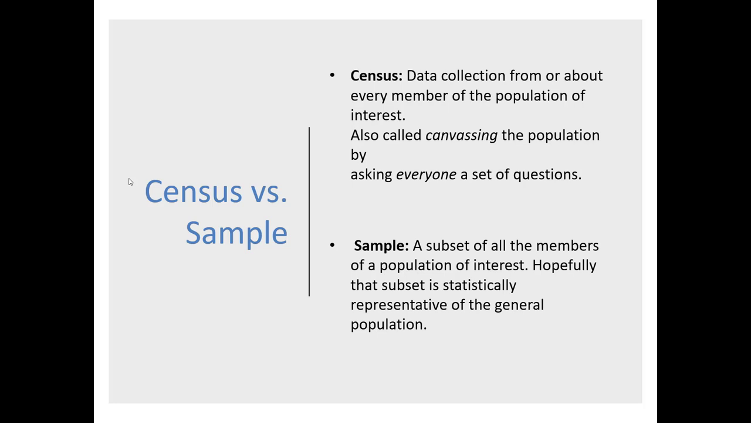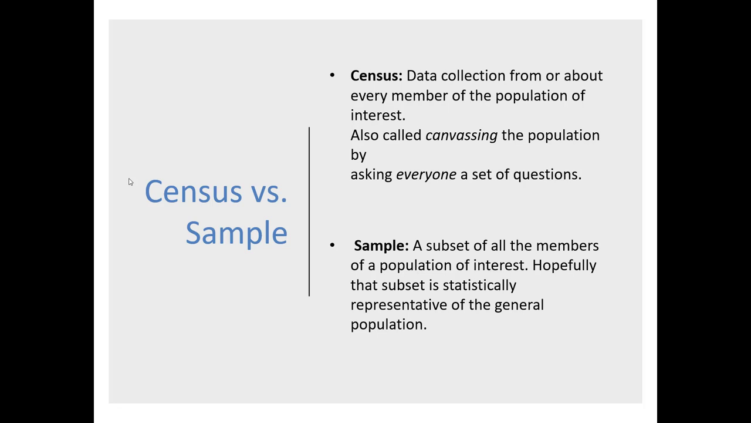To understand the concept of sampling and sample, we also need to compare two concepts: census versus sample. What is a census? Basically, we collect information from every member of the population of interest. For example, now we are in 2020, we're doing the census. The US government is gathering information from every single member of the US population. So it's very important to get everybody's information collected. That's a census.